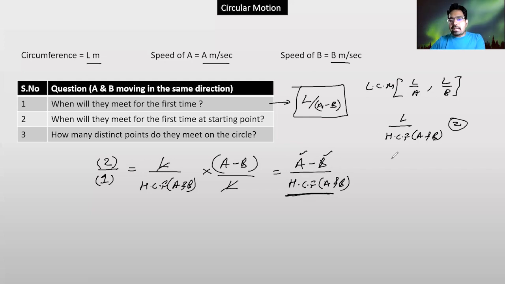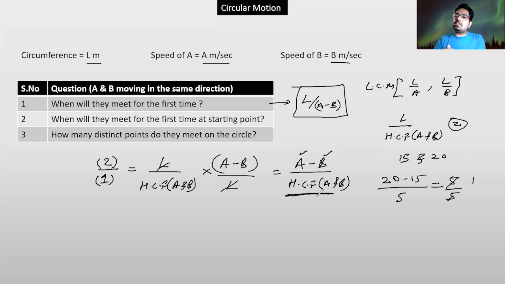For example, if I say that the speeds are 15 and 20 meters per second, suppose these are the speeds. So what will be A minus B? A minus B will be 20 minus 15, correct? What will be the HCF of A and B? That will be 5, correct? So this will become 5 by 5. That will be nothing but 1. That is effectively nothing but the difference of their simplest ratio. So what is the simplest ratio of their speeds? 15:20 will be 3:4, right? If you take 4 minus 3, that will give you the value 1.